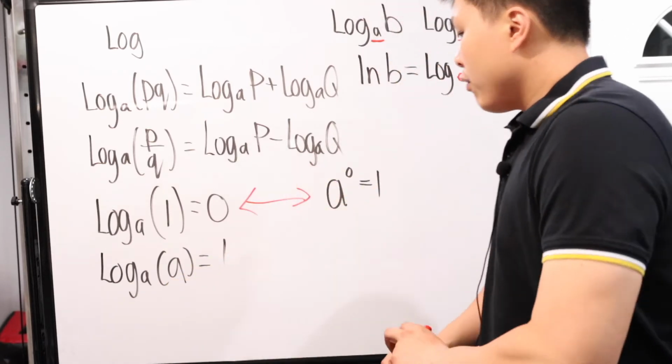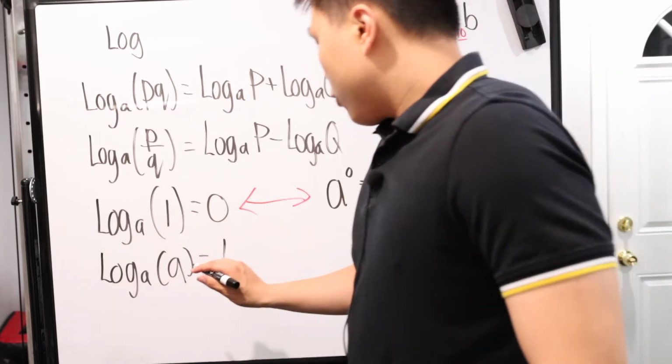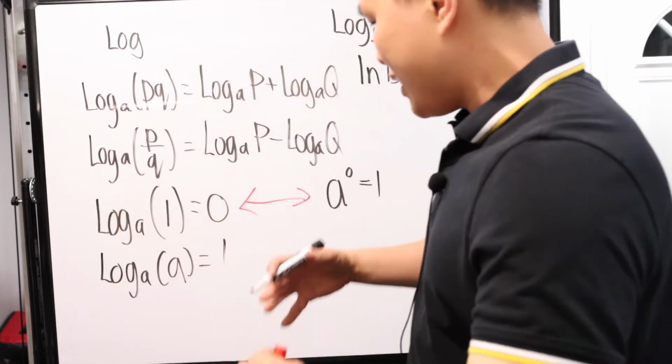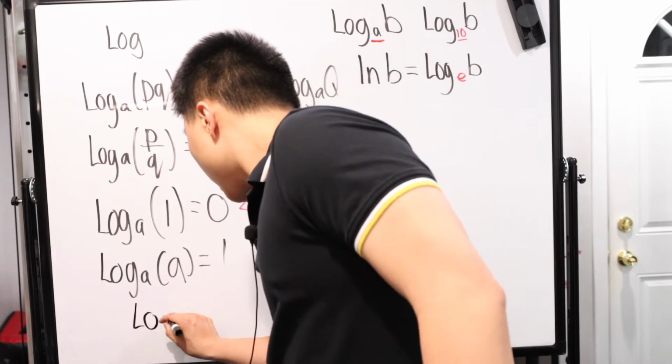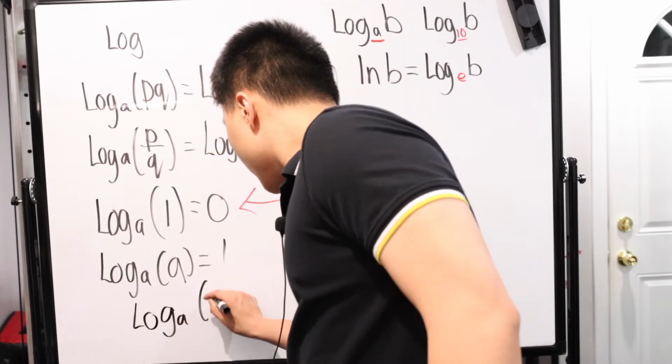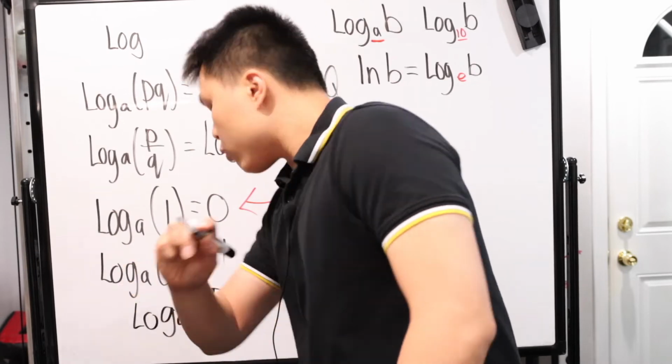That makes sense, right? Now, there are other ones, of course. For example, you can take out exponents inside a logarithm. So what does that mean? Well, let's just say, for example, log base A of p to the x power.